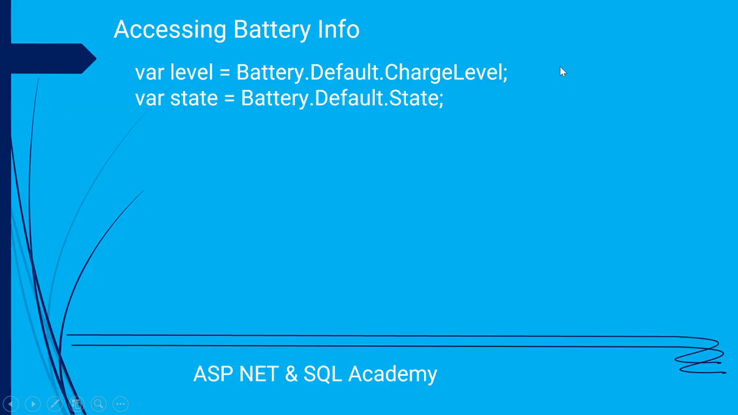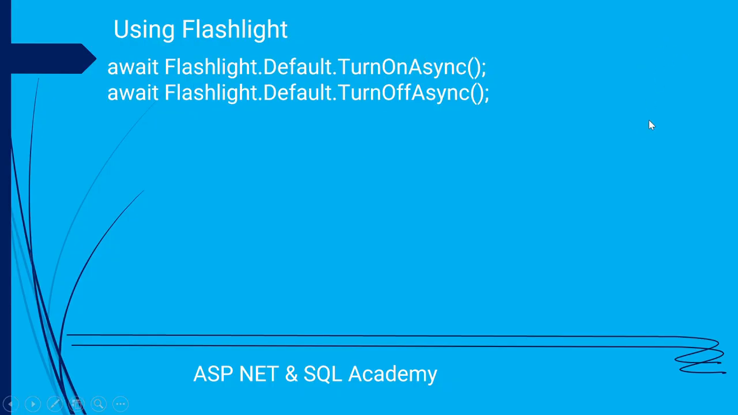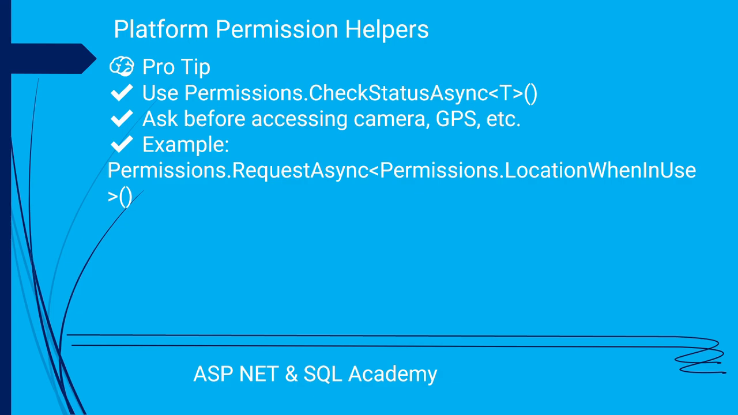MAUI makes it easy to get battery level and state, great for building energy-efficient apps or alerting on low battery. You can control the flashlight directly. This works well for emergency apps or barcode scanners. Use the Permissions API to ask for permission at runtime, improving UX and preventing app crashes.